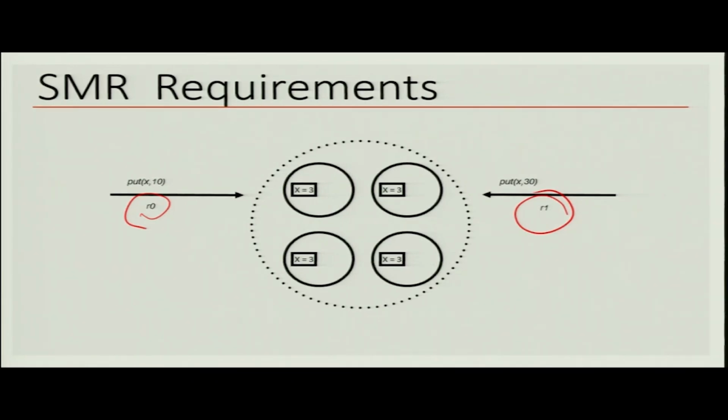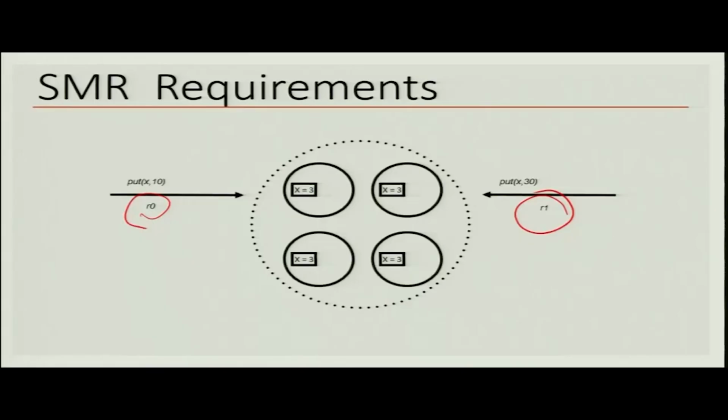Now, in this case, somebody has to decide in what order these transactions should be executed, because if the order is R0 first and R1 second, then x will first change to 10 and then to 30. If R1 goes first, then x will first change to 30 and then to 10. So, after these two transactions, if somebody asks the value of x, what the answer will be will depend on in what order the transactions were done. That also means that all these replicas should do the transactions in the same order.